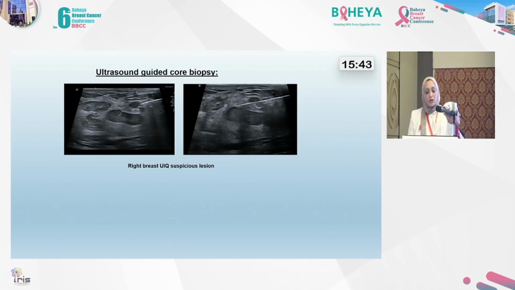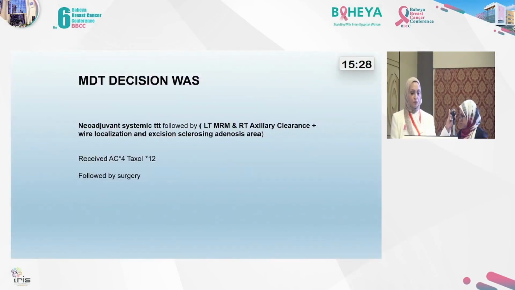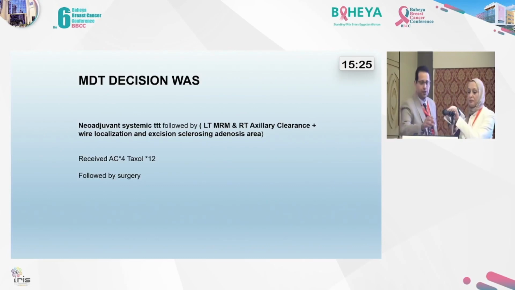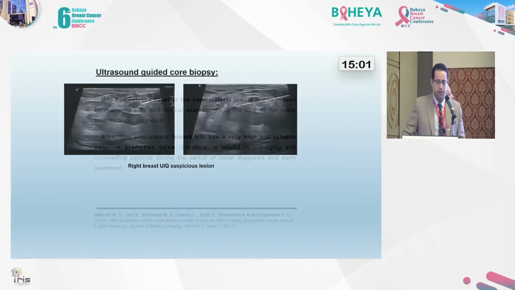Ultrasound guided core biopsy was taken from the right breast upper inner quadrant suspicious lesion. The right breast shows nodular sclerosing adenosis with fibroadenomatoid changes. The case was discussed at the MDT, and the decision was to start neoadjuvant systemic treatment followed by left modified radical mastectomy and right axillary clearance with localization and excision of the sclerosing adenosis area. The patient received neoadjuvant chemotherapy, AC for 4 cycles followed by Taxol, followed by surgery.